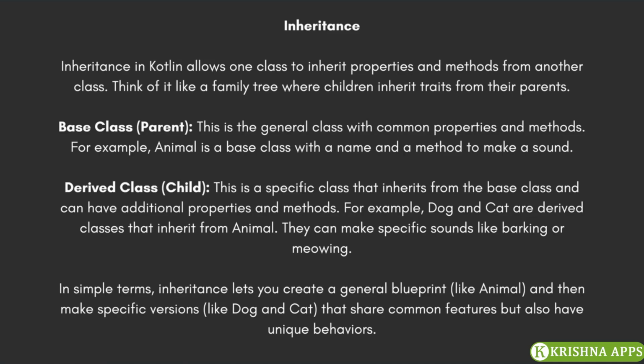First, you have the base class, so this is the parent. This is the general class with common properties and methods. For example, animal is a base class with a name and a method to make a sound.